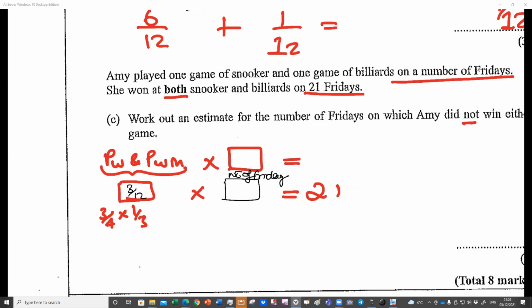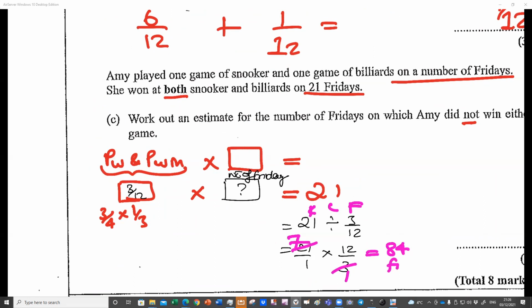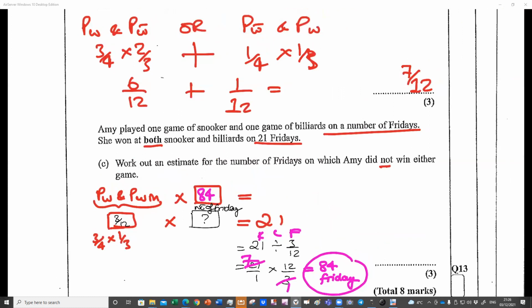Abdullah at the back of the classroom, how would you work that out? 21 divided by 3 over 12, which gives us 21 over 1 times by 12 over 3. We do the KFC without the finger licking, yeah? KFC: keep, flip, and change. Then that cancels down with that. Happy? So 7 times by 12 is? So on 84 Fridays, she did all this. So 84 is the number that goes in here. That's the missing number. We had to work that out first. Now we can actually do the question.